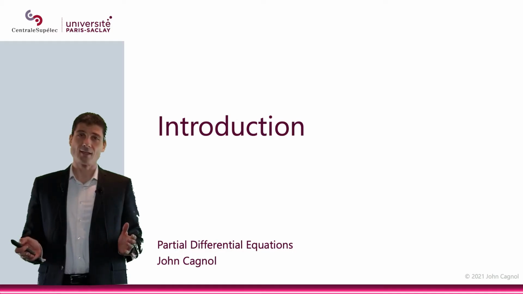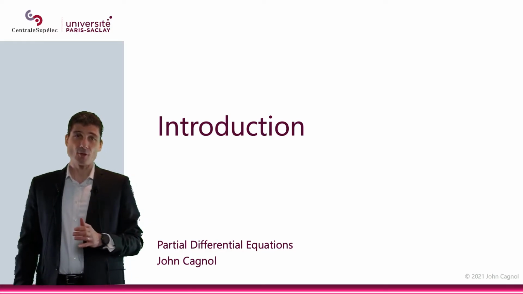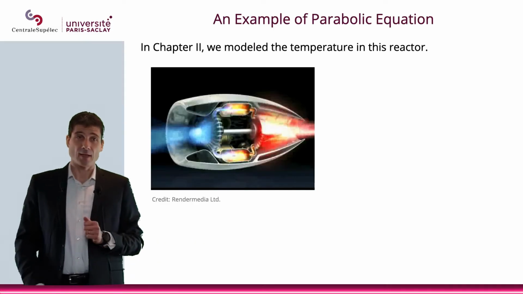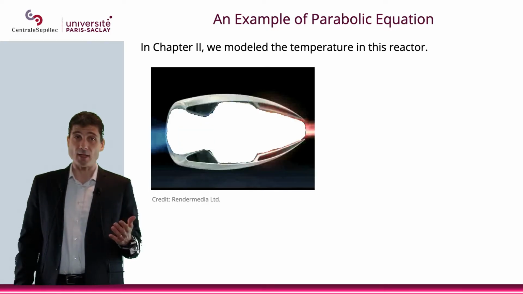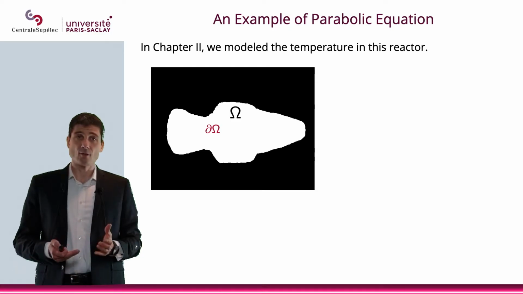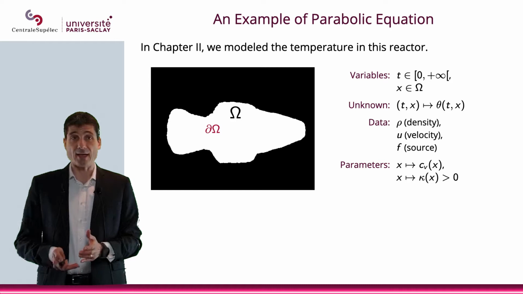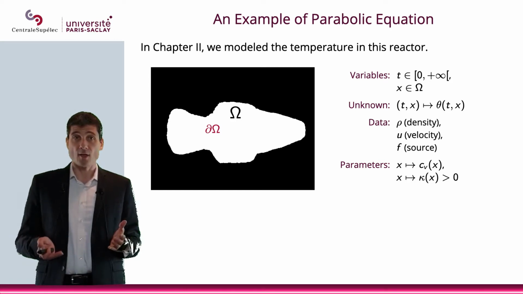Welcome to Chapter 8 on parabolic problems. In Chapter 2, we modeled the temperature in a reactor. And if you remember, what we did is that we considered a domain omega with its boundary d omega. And we considered two variables, the time variable t, space variable x. And we considered the unknown that was the temperature theta.